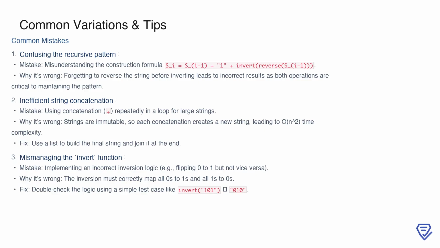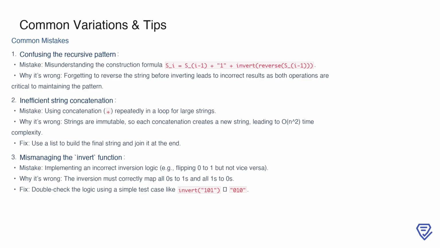Another mistake involves inefficient string concatenation. Using the plus operator repeatedly to build large strings leads to poor performance because each concatenation creates a new string, resulting in n squared time complexity. Instead, you should use a list to accumulate parts of the string and join it at the end.